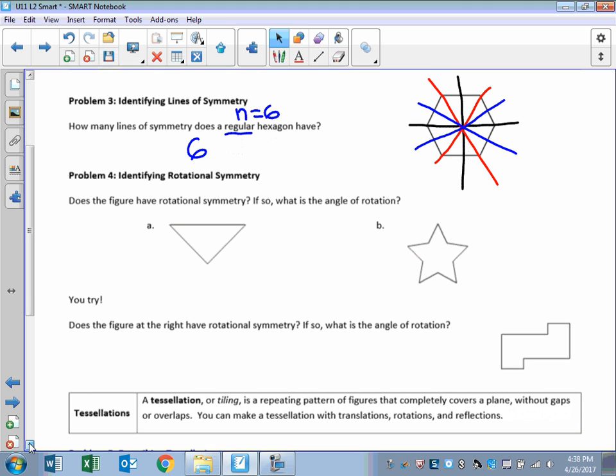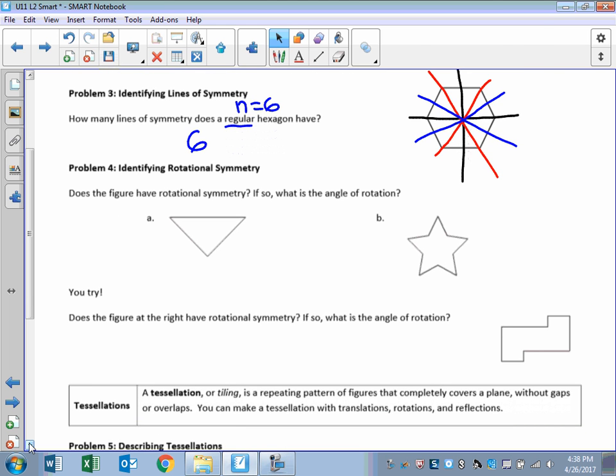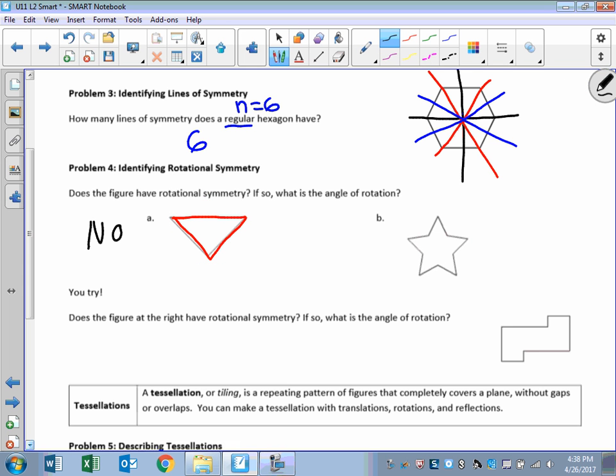Now we have to see if this has rotational symmetry. So this is actually easy to show on a smartboard. So if I rotate this shape any amount of degrees, will it line back up? Well, let's see. Nope, nope, nope, nope, nope, nope, nope. That's 180. It's not lining up. It doesn't actually line up till you go all the way back around. So this shape does not have rotational symmetry.